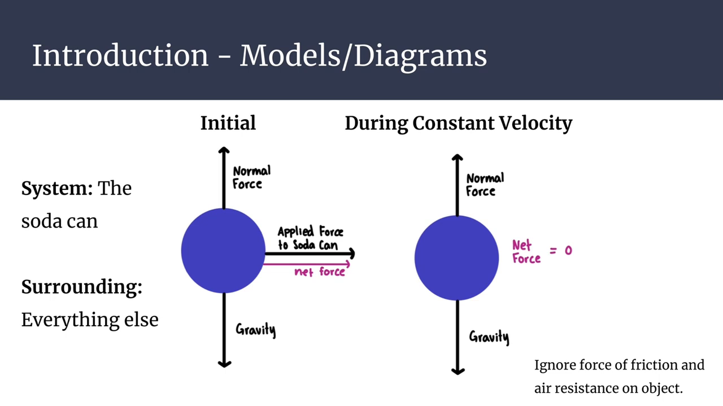I established that the system is the soda can and the surrounding is everything else. So initially we have the normal force and gravity, which cancel each other out, leaving the applied force to the soda can moving in the positive x direction. So the net force is in the positive x direction initially. And then during constant velocity, the only two forces acting on it are the normal and gravitational force, which cancel each other out, so the net force is 0 during the constant velocity. This is also assuming that we are ignoring the force of friction and air resistance on the object.